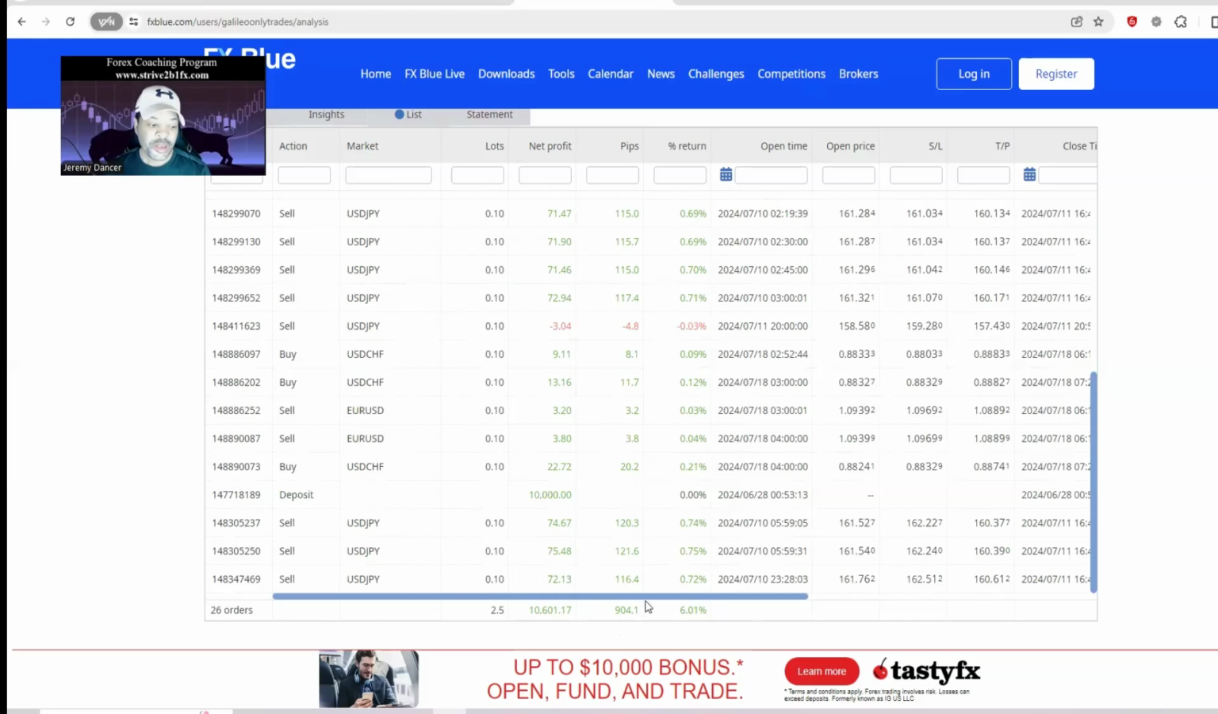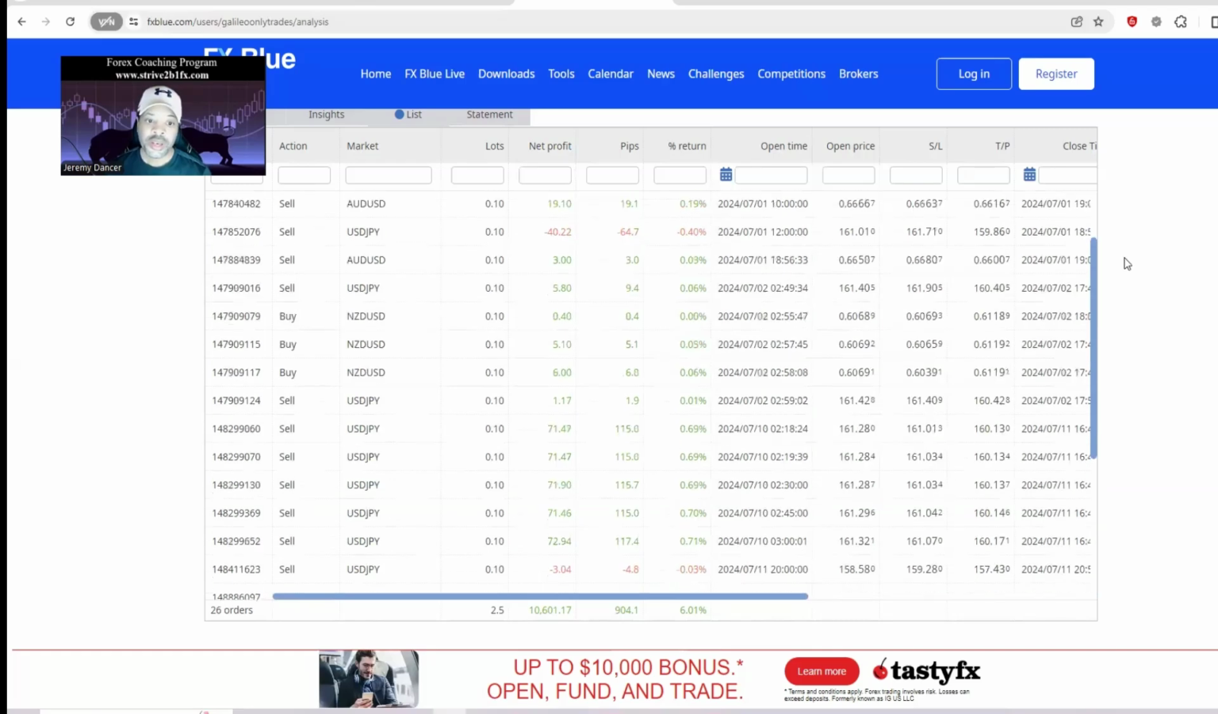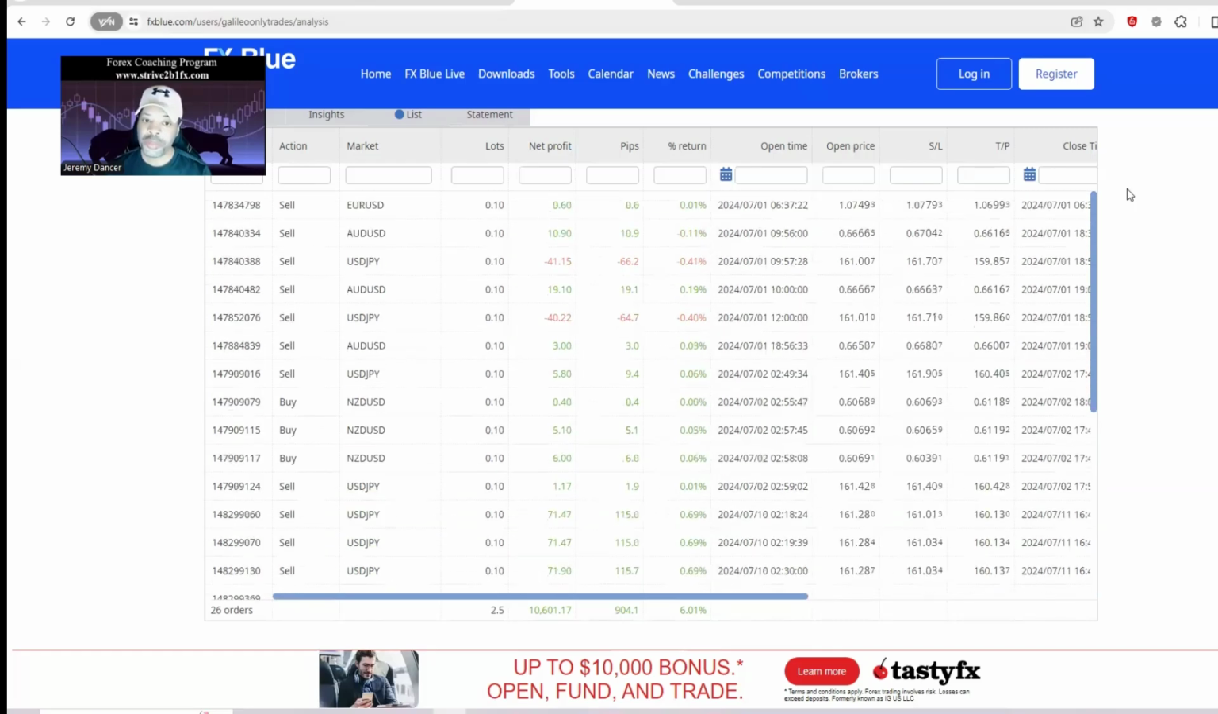You can see here for the month so far, I've made 904 pips, so far a monthly return of 6%. So I mean, these are some extremely good numbers, and the drawdown is super low as well. It's hardly anything. It's not even 1% drawdown.